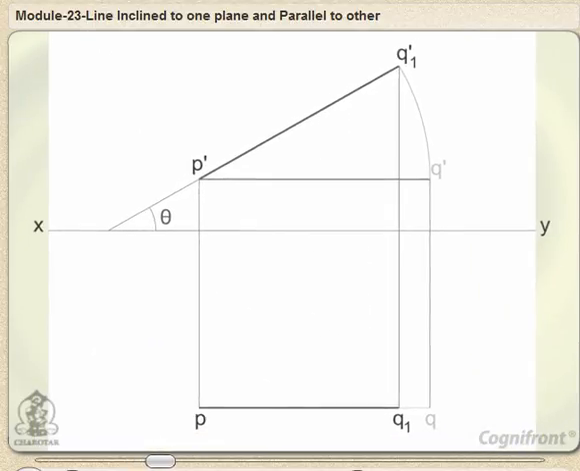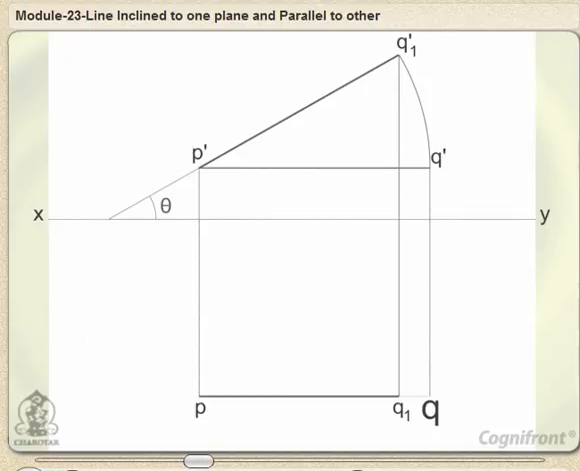in the front view, the point Q' will move along an arc drawn with P' as center and P'Q' as the radius to a point Q'1 so that P'Q'1 makes an angle theta with XY. In the top view, Q will move towards P along PQ to a point Q1 on the projector through Q'1. P'Q'1 and PQ1 are the front view and the top view respectively of the line PQ1.